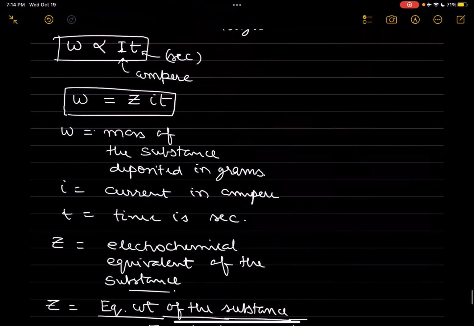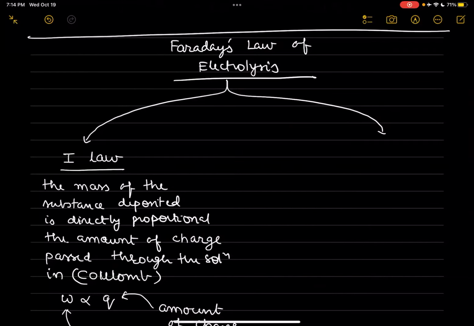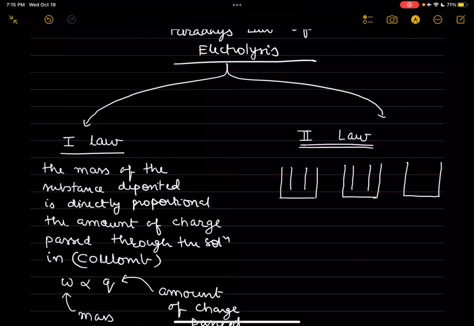Okay, we are going to do the numericals very soon. And let me define the second law. Faraday's second law is very simple. Not many numericals are going to come for this. It's very, very simple.